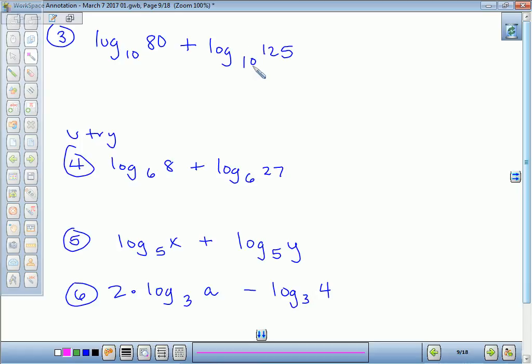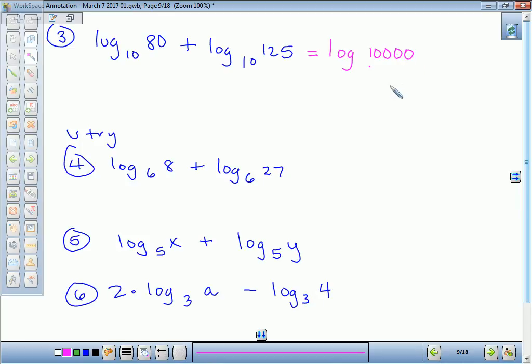Nor do I know what power to raise 10 to get 125, so I can't do this one that way. And did I even need to write the 10s down here? No, because this is the common log. Very good. But I can multiply them. 80 times 125, what do I get? 10,000.